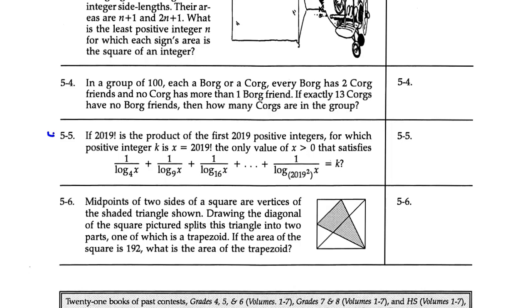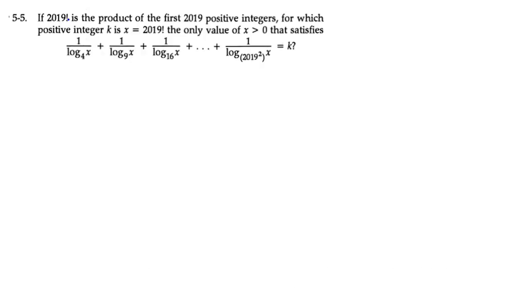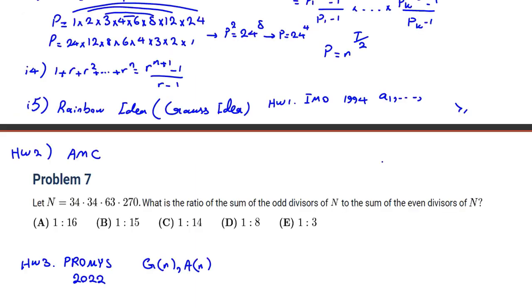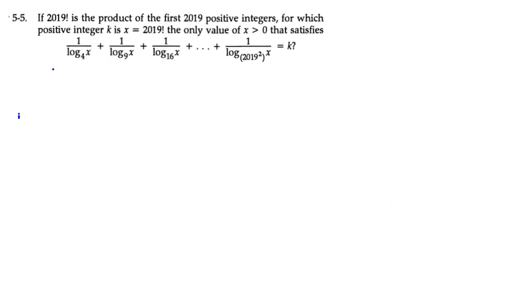Let's solve a logarithm problem, and I will tell you important rules, because in AMC many exams have something similar to this. It says: if 2019 factorial is the product of the first 2019 positive integers, for which positive integer k is x equals 2019 factorial the only value of x that satisfies this? For logarithms, we have some rules. Let's see how many ideas we have had.